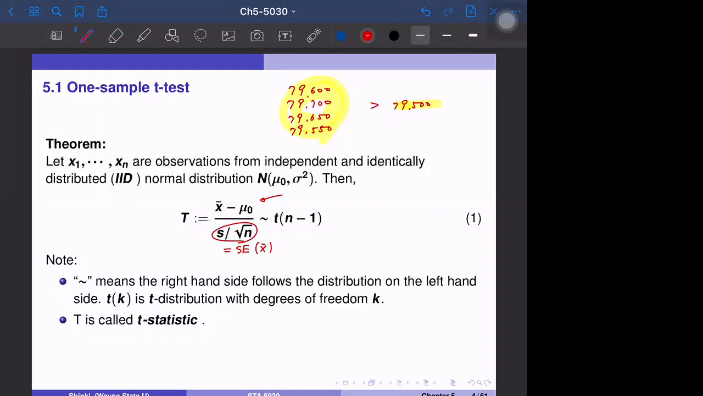In engineering, this is called the signal to noise ratio. The numerator is a kind of signal size, but the denominator is the noise size. If the signal is much larger than the noise, then we see something significant. And actually this statistic T follows the T distribution with degrees of freedom n minus 1.